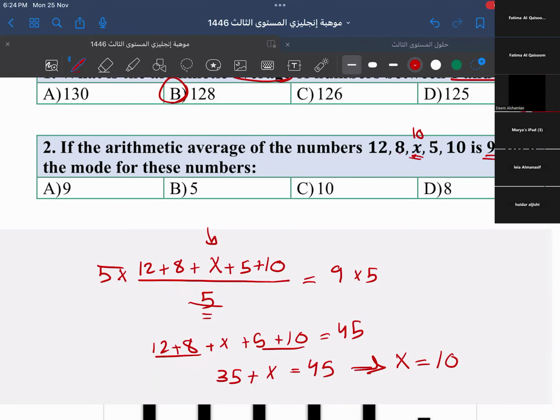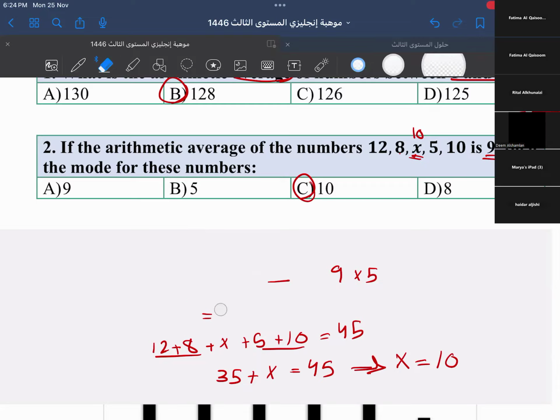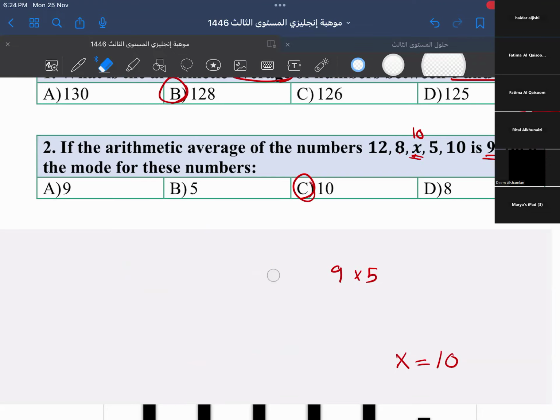Then the mode will be what? Anyone? 10. 10, exactly. So the mode will be 10. Okay. So, do you understand the question? Is it clear?